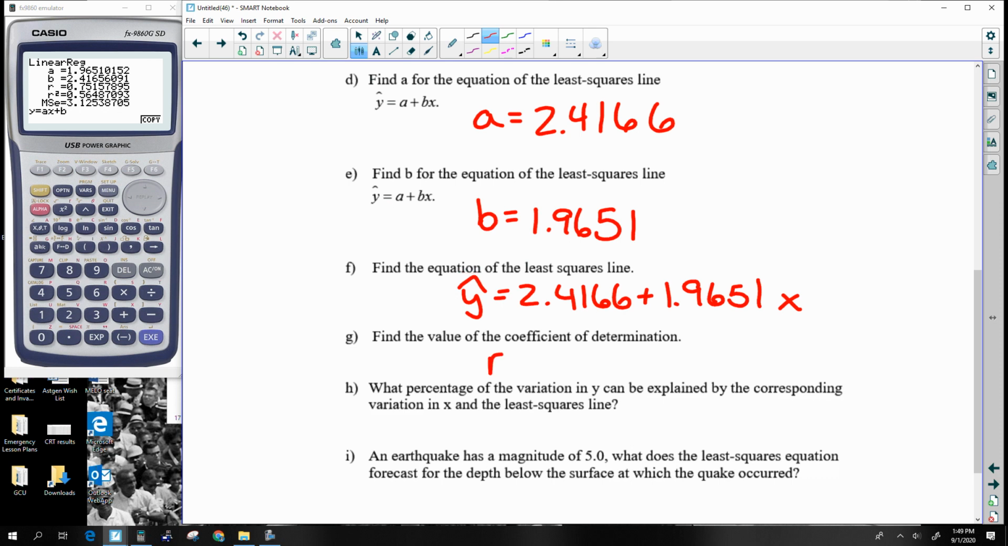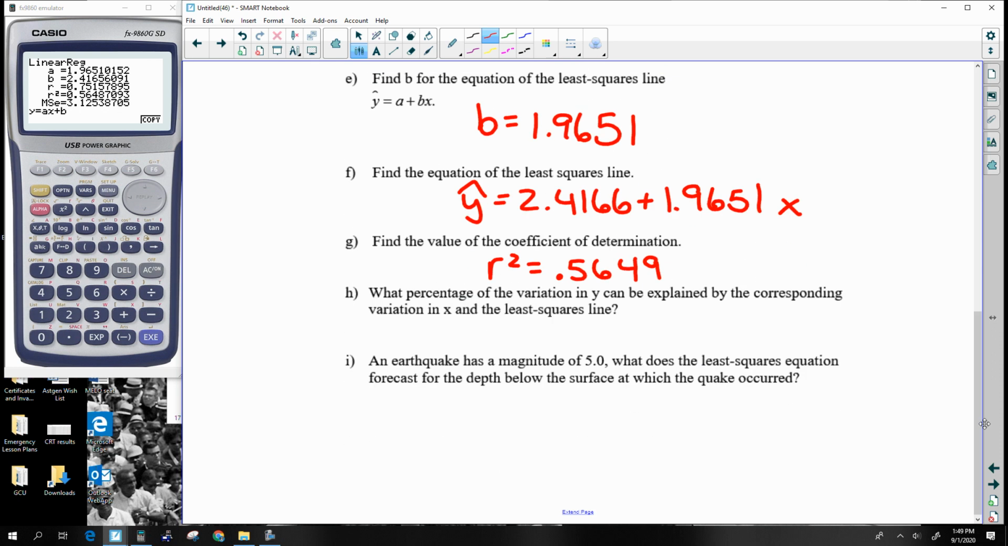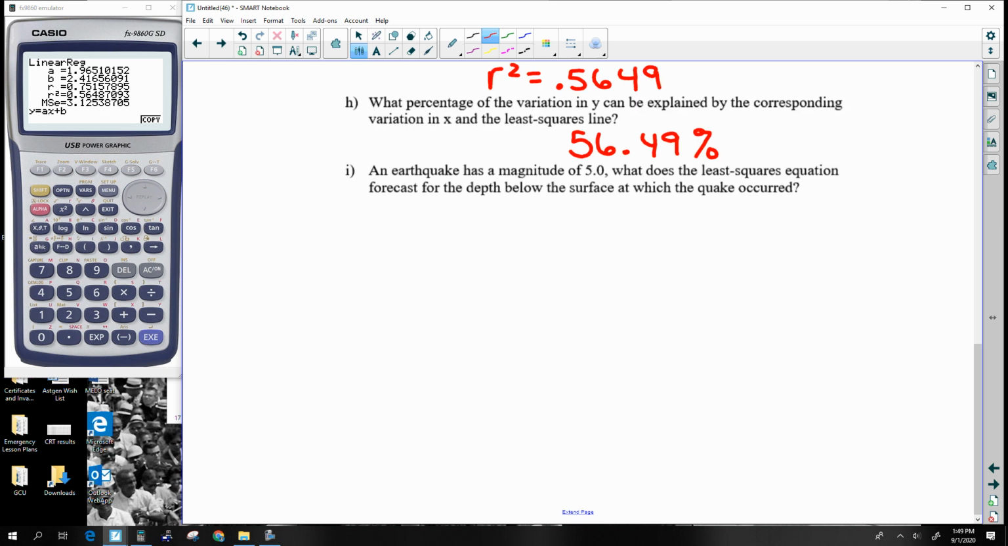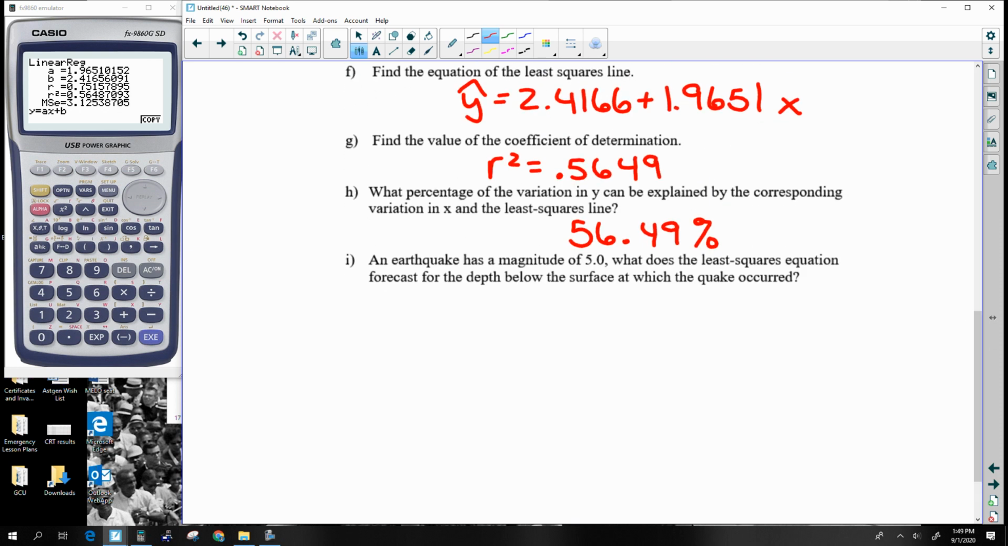The coefficient of determination is r squared, and that is 0.5649. Next question is going to be asking about a percentage of y corresponding to x, and that's the previous answer just written as a percentage. And then the prediction question, and that is make a prediction.